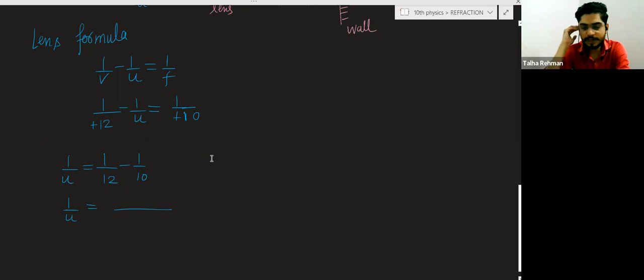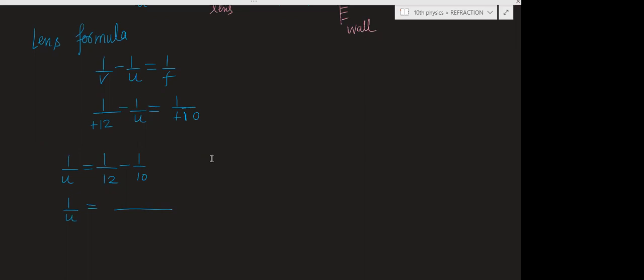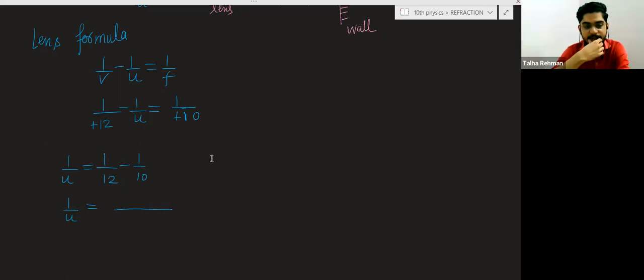I have told you in maths when we were discussing chapter number 1, real numbers, how to take the LCM of two numbers. Sir, I got minus 1 by 30. Minus 1 by 30. Okay. Yes, sir. Fine, no problem.